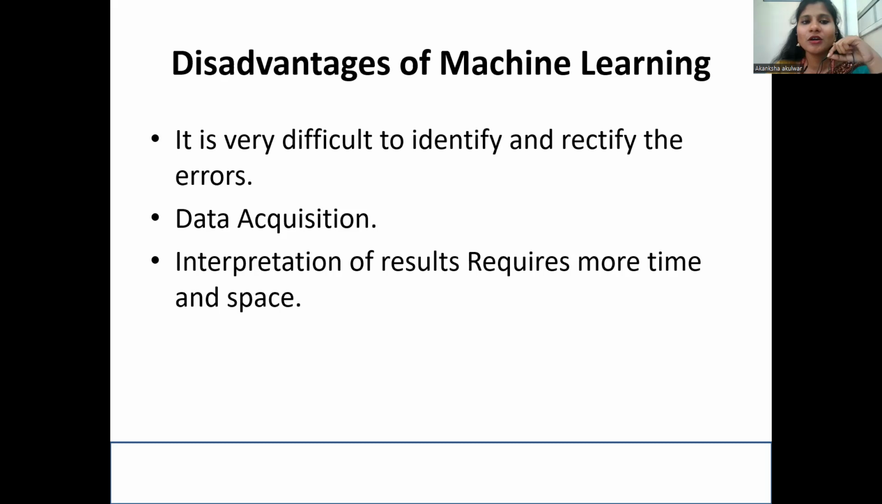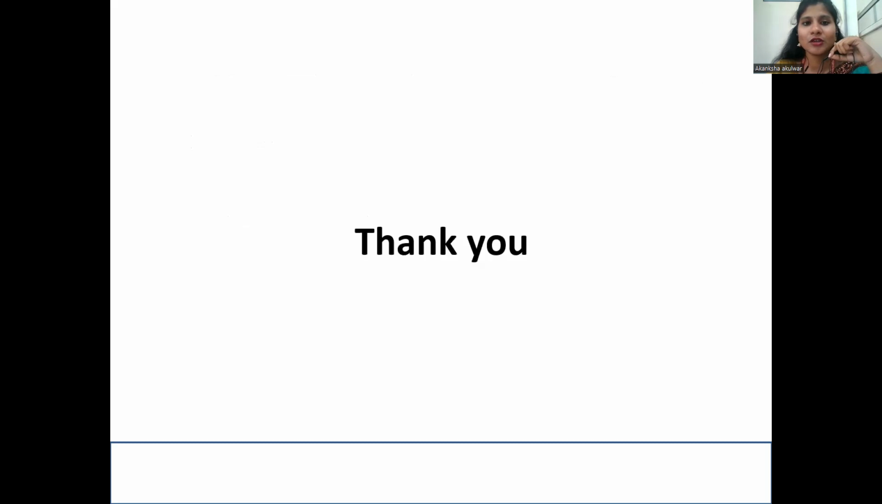We have learned the basics of what machine learning is, the basic difference between AI and machine learning, the real-time applications, and the advantages and disadvantages of machine learning.